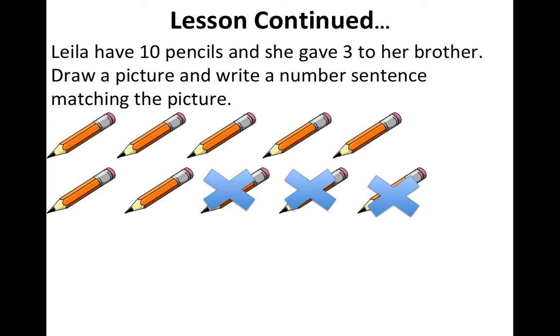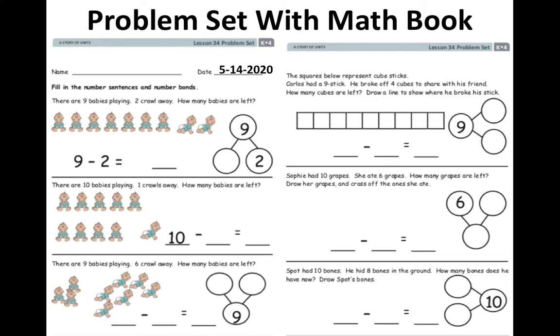If you have 7 materials in front of you, give me a thumbs up. That's great. So the number sentence that follows is 10, because we started with 10, and then she gave 3 away. So 10 minus 3 equals 7. Again, 10 minus 3 equals 7. Great job. So at this time, please put your materials away, and we will get started with our problem set.